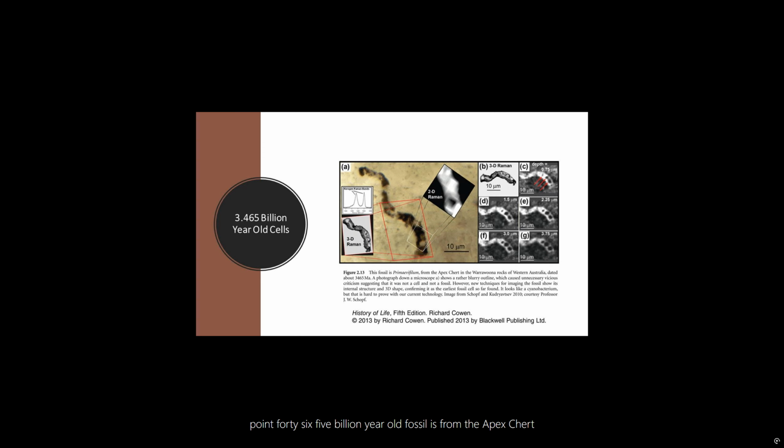This 3.465 billion year old fossil is from the Apex chert in Australia. When it was first discovered, the image was so blurry that some people thought it was really not a fossil at all. With new technology for imaging, it shows that the cell's internal structure and 3D shape confirm this as the earliest fossil cell found so far. It looks like a cyanobacterium.